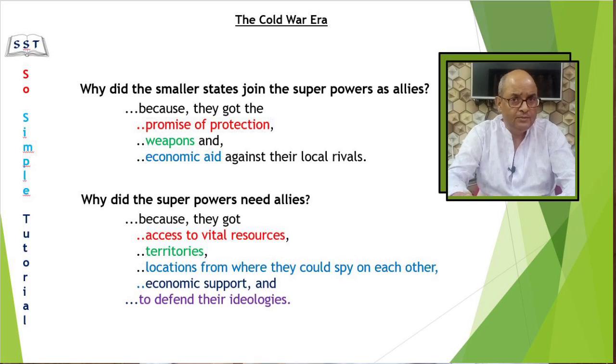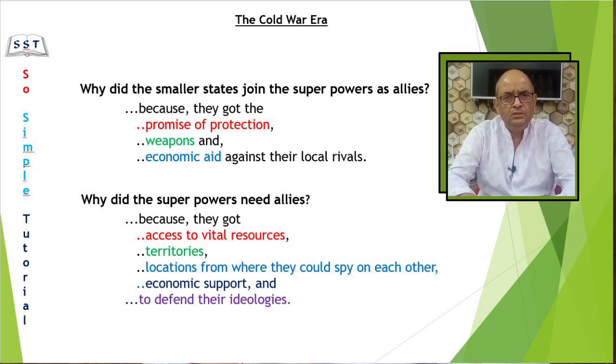The second is territory. The superpowers got territory where they can station their military equipment, weapons and troops to launch attack on the enemy. In the Cuban case, we have seen that the Soviet Union used the territory of Cuba to install its weapon against the US.